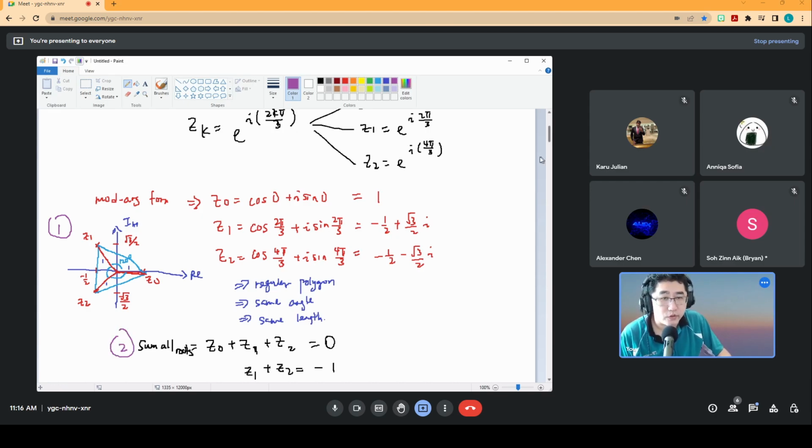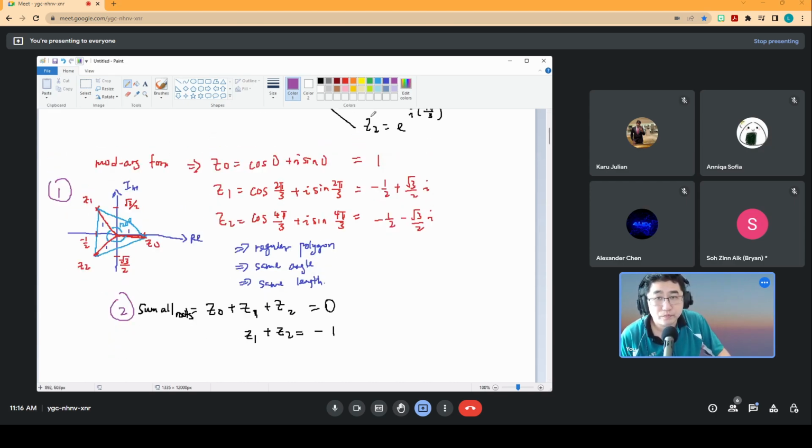There is a third observation. Now you can take out your calculator. Z0 itself, if I power 1, of course I have 1. Z0 power 2, I will also get 1. Z0 power 3 also gets 1, because it is the value 1 itself. So nothing special about this. What is interesting is Z1 and Z2. Z1 power 1, what happened? It is e^(i2π/3).